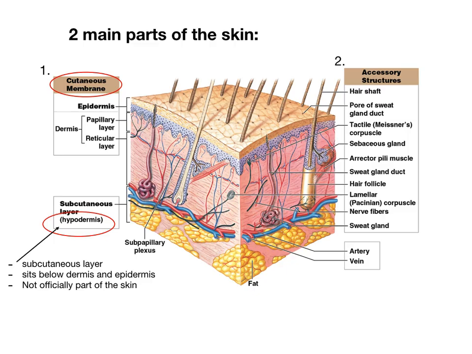Then we have our accessory structures, which are mainly located in our dermal layer. Those accessory structures include our hair shafts, the pores of our sweat glands, the tactile or Meissner corpuscles, our sebaceous glands, our arrector pili muscle, which helps our hair stand up straight when we get goosebumps, our sweat gland ducts, our hair follicles, our lamellar corpuscles, our nerve fibers, and then down there at the bottom there's some more sweat glands. Then we have that subcutaneous layer, which is found in our hypodermis.